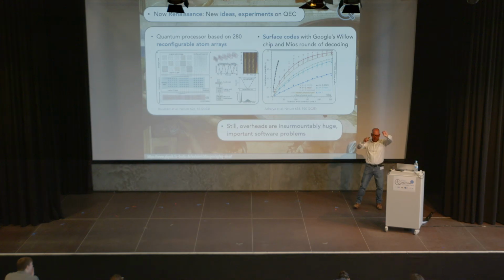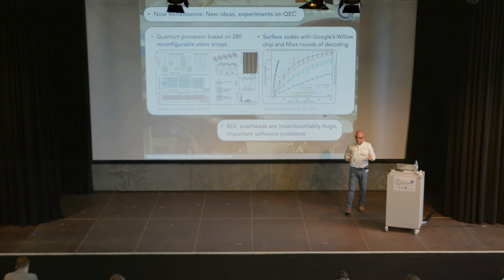where there was like atoms sitting in some RAM, and they're put into a processing region and then put back, where they made experiments with 48 logical qubits encoded into 280 cold atoms, which is a wonderful way of doing it.